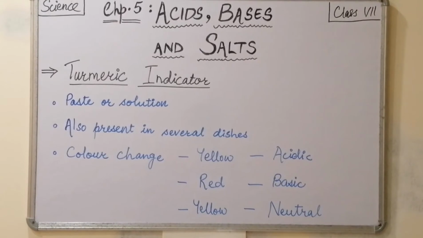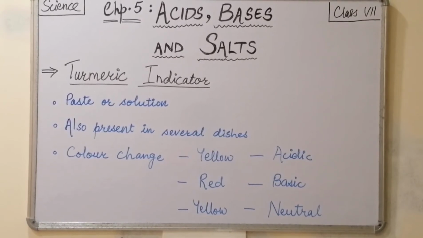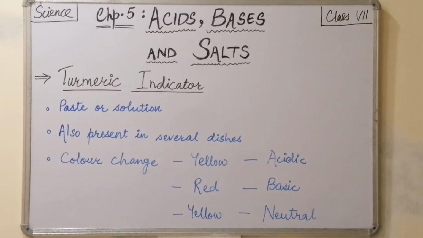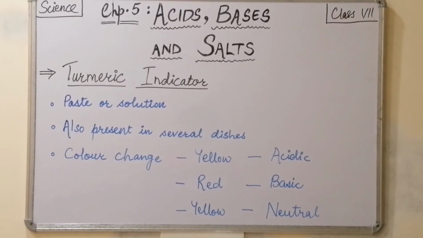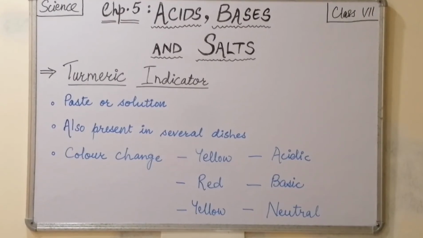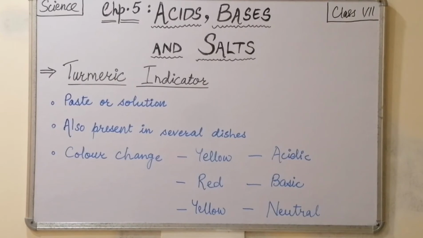The turmeric itself has a little bit of acidic nature, and hence it gives yellow in neutral solution as well as yellow in acidic solution. It is also a dye, as we have seen with the dye of litmus extracted from lichens. It is also a dye, meaning it imparts color. So there is a small activity which we can do with the help of this turmeric indicator or dye.